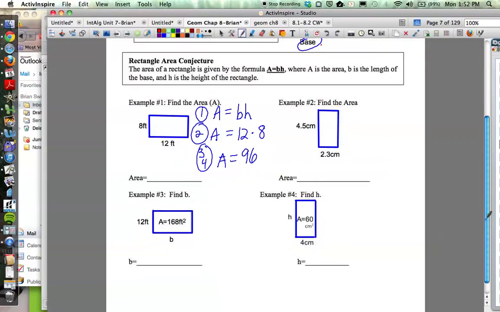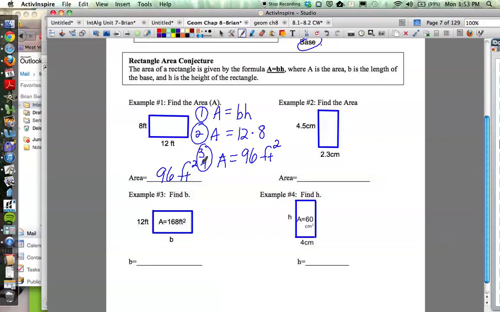So back down in our problem here, since feet are being used, 12 feet times 8 feet would be 96 square feet. So our final answer is 96 square feet. The area is made up of little squares, and the squares would have 1 foot on each side. So 96 of those would fit inside of the 8 by 12 rectangle.